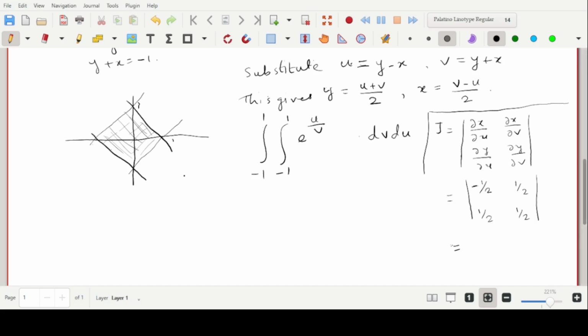Okay, so what is it? This is -1 over 4 minus 1 over 4, which is -1 over 2.